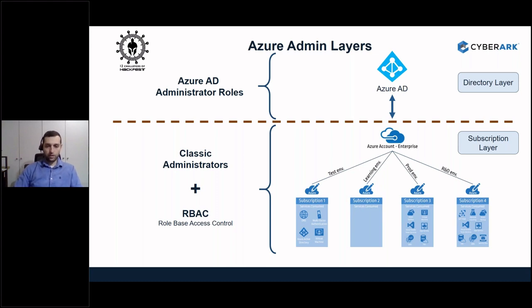There could be a user or an application that has full admin permission over a specific subscription, but cannot do anything at the Azure AD level. For example, it cannot create a user, change a password, and so on. So the two layers have separated permission assignments.